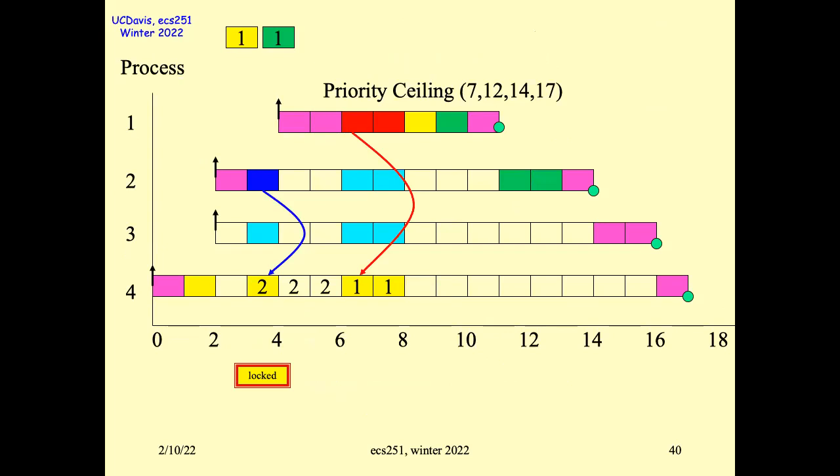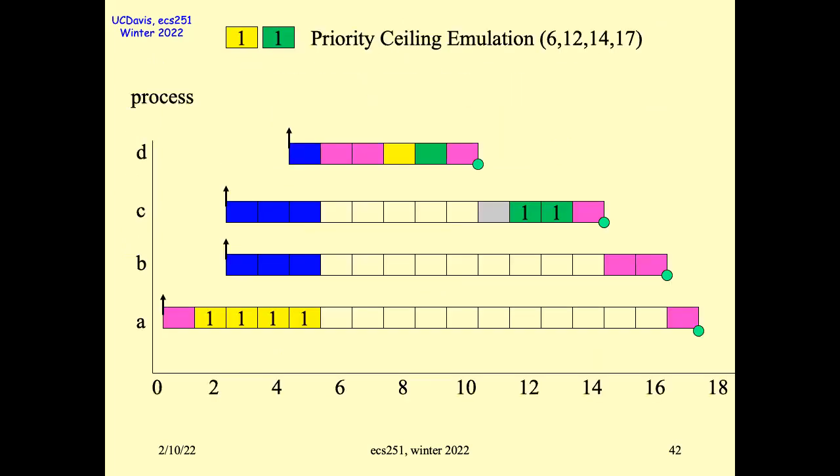So now remember, it's 7. I reduced that to 7. Can we do better? One of you said, can we do 6? Yes, there is a way to do 6. To do 6, we run a protocol called priority ceiling emulation. So what is priority ceiling emulation?